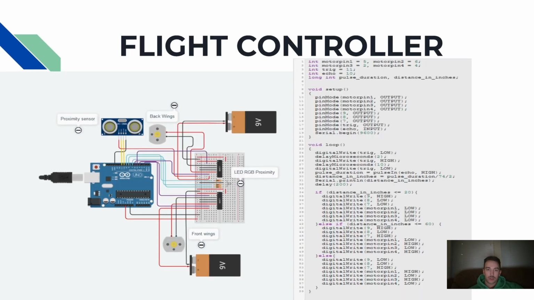Next, we have the flight controller. This is a setup with only 2 engines, 2 DC motors. The actual drone will have 4, 1 motor to control each wing or each propeller, so that we can allow for precise flight and guidance of the actual drone.